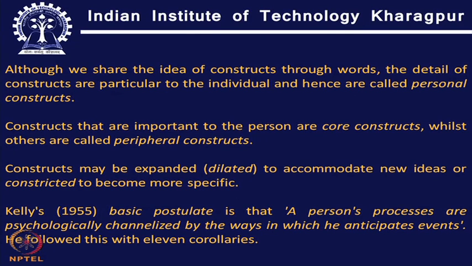Constructs which are very close to the heart of a person are called core constructs, and other constructs, which are not that important, are called peripheral constructs. Constructs may be expanded or dilated to accommodate new ideas, as people grow with newer learnings and with trial and error of checking whether the earlier construct is working or not. Or they may be constricted to become more specific in nature.